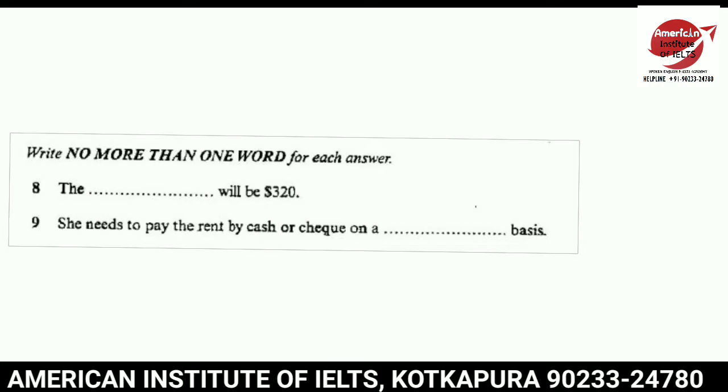Okay, now over to the next activity. Here in this activity, again, a picture is in front of you, and write no more than one word for each answer. So first of all, the first sentence: The dash will be $320. Means to say, now your prediction says that either it is a rent or it is a deposit or some sort of fee. Okay, so broadly it means you need to write a noun.